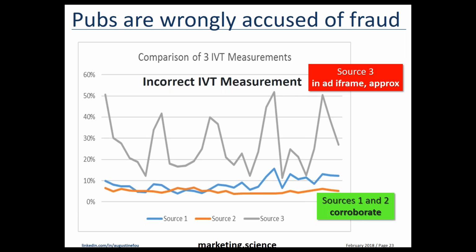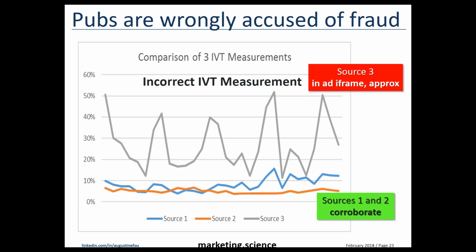And on top of that, there's errors in measurement. What I'm showing here is that incorrect IVT measurement may also be a cause of those false accusations, right? In this case, we were able to measure on the site, and you can see sources 1 and 2 in the blue and the orange. Those two corroborate that there's very low IVT or invalid traffic on this website. Whereas source 3, you can see that gray line is jumping all over the place.